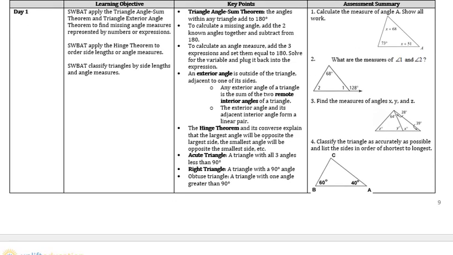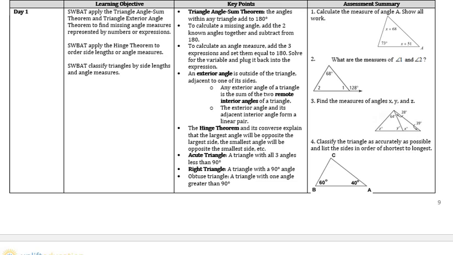All right, so getting into the objectives, day 1 is just looking at the triangle angle sum theorem and the triangle exterior angle sum theorem, looking at hinge theorem and classifying triangles. This is an extremely basic lesson, but it's kind of packed full of information, especially once you start looking at adjacent triangles like exit ticket number 3. I would just gauge where your scholars are at with this lesson if you need to slow down or speed up, because this stuff is pretty basic.